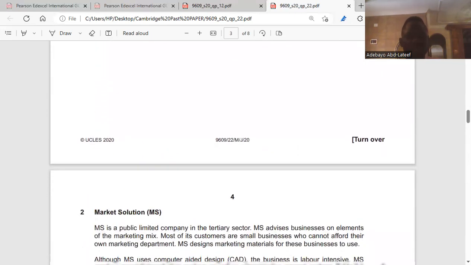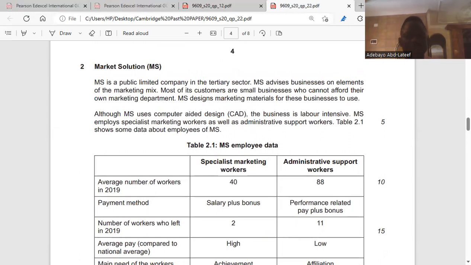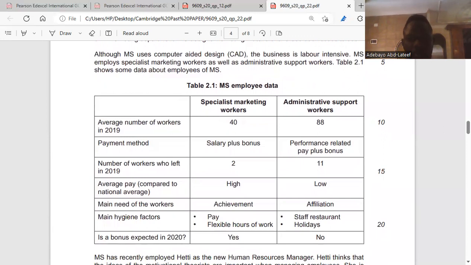Market Solution. MS is a public limited company in the tertiary sector. MS advises businesses on elements of the marketing mix. Most of its customers are small businesses who cannot afford their own marketing department. MS designs marketing materials for these businesses to use. Although MS uses computer-aided design, CAD, the business is labor intensive. MS employs specialist marketing workers as well as administrative support workers. Table 2.1 shows some data about employees of MS.